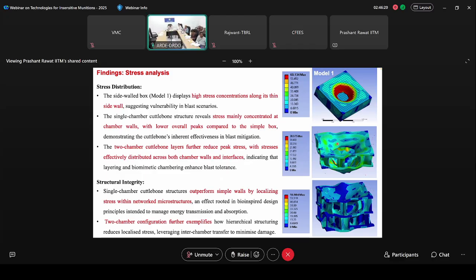So this structure is mainly for blast application, I think, not for fragments. So you have to add something for fragment protection also. Sir, fragment protection is covered with the high velocity impact loading situation, where small fragments are going to bombard this particular structure. So that's how we are trying to cover that.